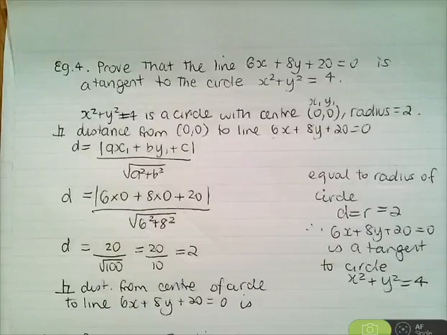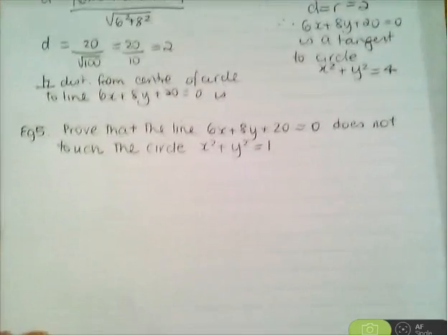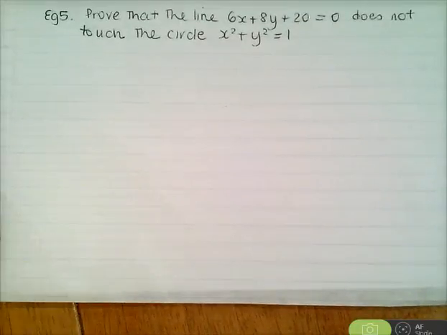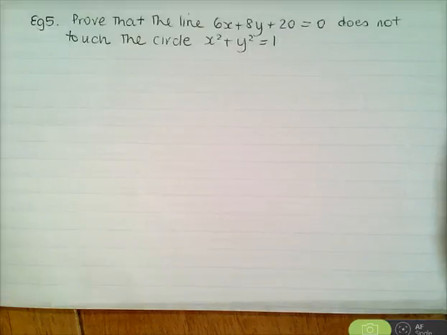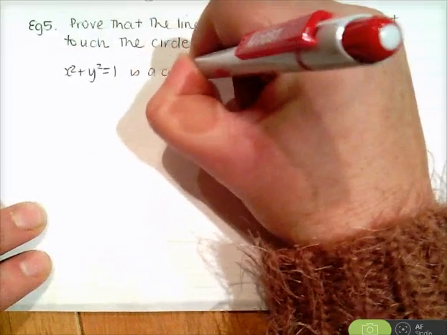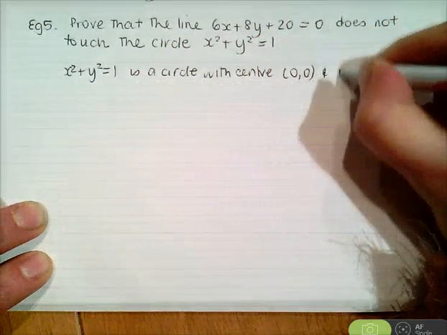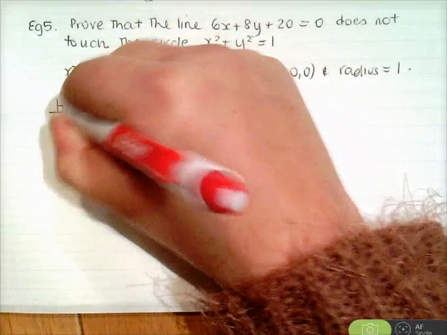Now, if you were asked, I'm going to put a similar question here. Example 5, I'm using the same line. The question here is to prove that the line 6x plus 8y plus 20 equals 0 does not touch the circle x squared plus y squared equals 1. So we're going to do the same thing here. We're going to say that x squared plus y squared equals 1 is a circle with centre 0, 0 and radius equal to 1.